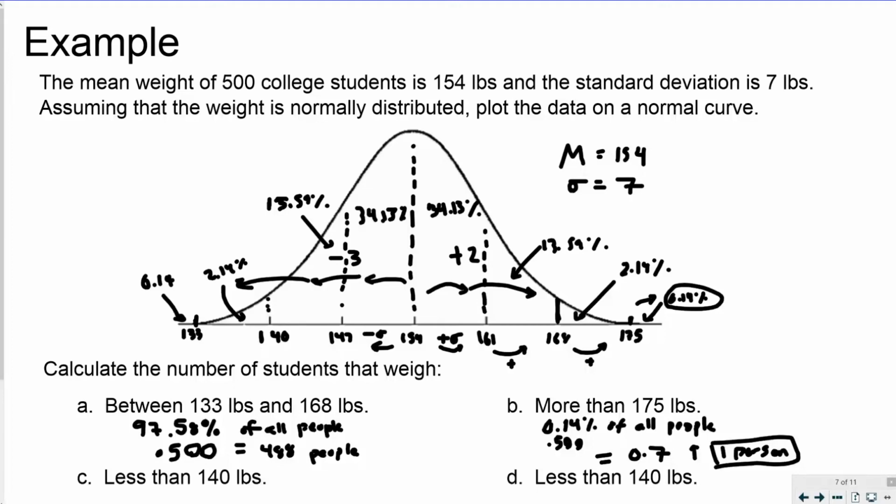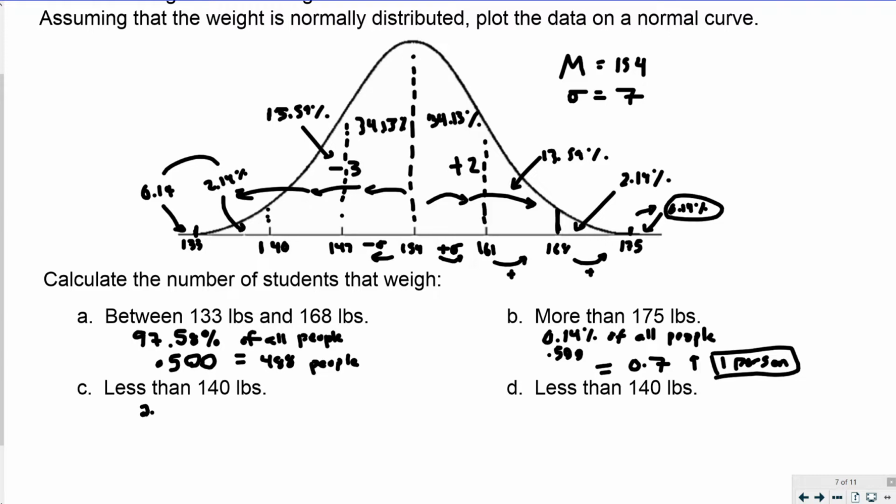Continuing, less than 140. So right here, 140 is this deviation right here. So I'm going to use these two combined. I'm going to use 2.14 plus 0.14 gives me 2.28% of all people. And I'm going to multiply that by 500. And when I do so, that is 11.4, which we're going to round to 11 people.